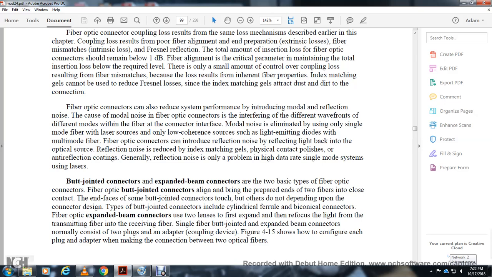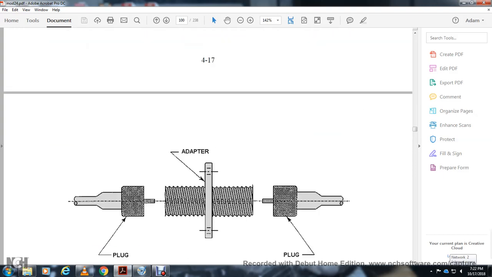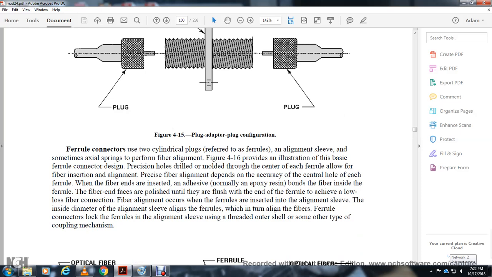Expanded beam connectors consist of two plugs and an adapter coupling device. Figure 4-15 shows the device: each plug and the adapter form the connection between two optical fibers.